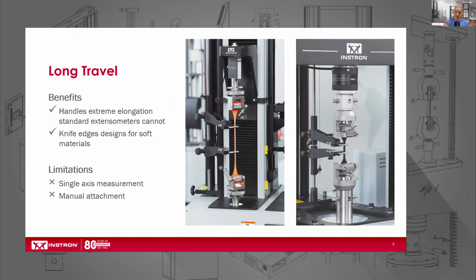The last non-automated device that I'll cover is the long travel extensometer. The long travel extensometer is a contact-based device specifically designed for rubbers, elastomers, or any other high elongation material. Unlike standard clip-ons, it features a dramatically extended range, and it's capable of measuring strains well beyond 100% elongation. The knife edges are actually contoured to grip soft surfaces, so they won't be cutting in or damaging the specimen like traditional clip-ons would.